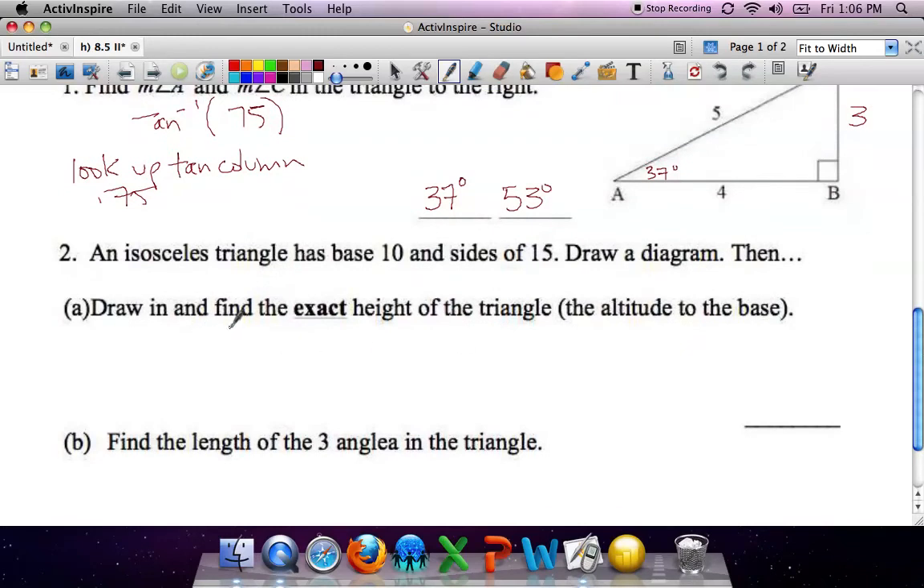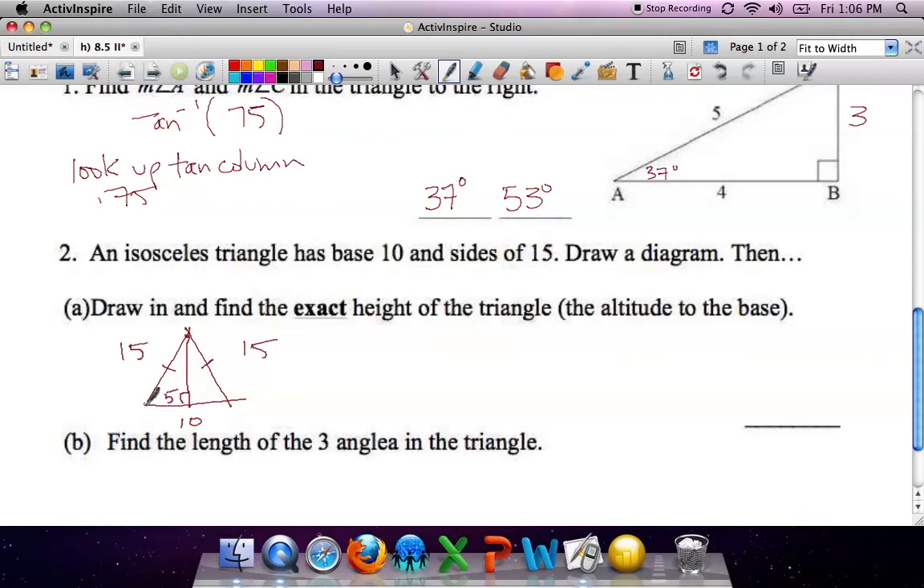An isosceles triangle has base 10 and sides of 15. Draw a diagram. Draw in and find the exact height of the triangle. The height is the perpendicular distance between the vertex and the side opposite. In an isosceles triangle, this would equate to this being 5.